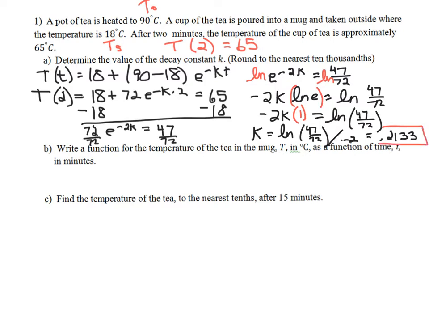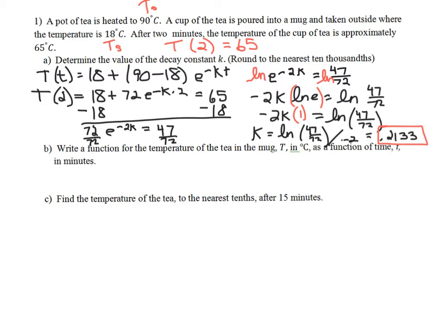0.2133. Now it's a good idea to go back and check that by substituting that value in for k, entering the whole left side of your equation with that value in for k, and making sure that my equation does equal 65.